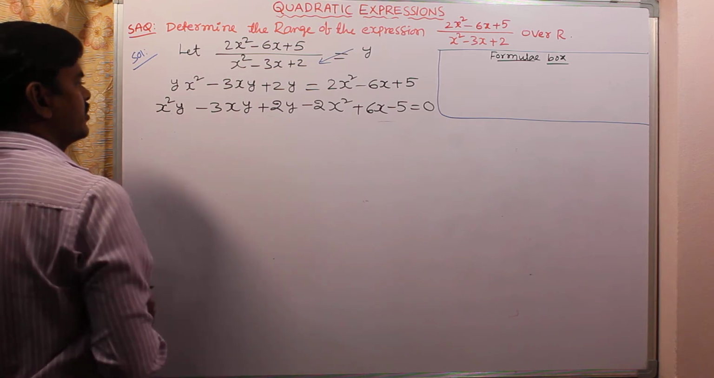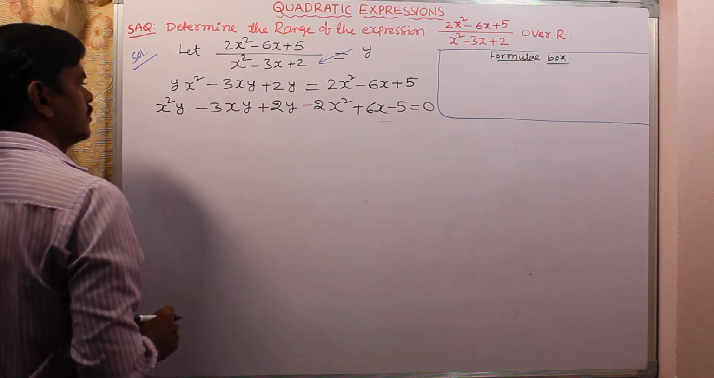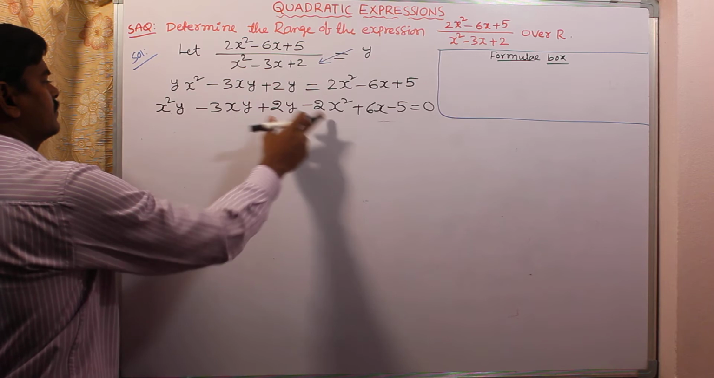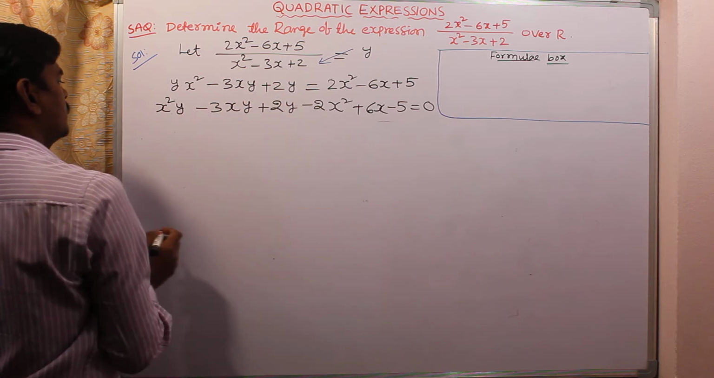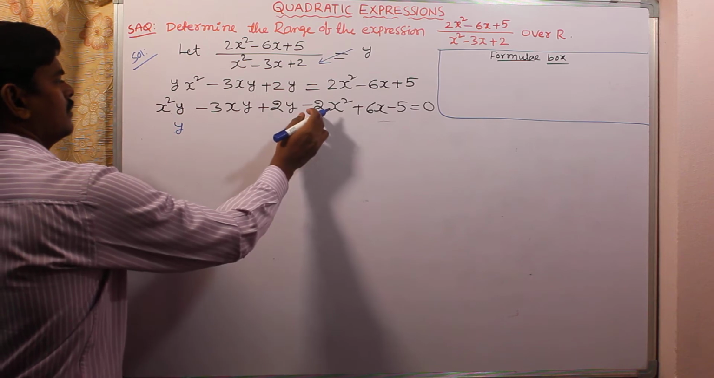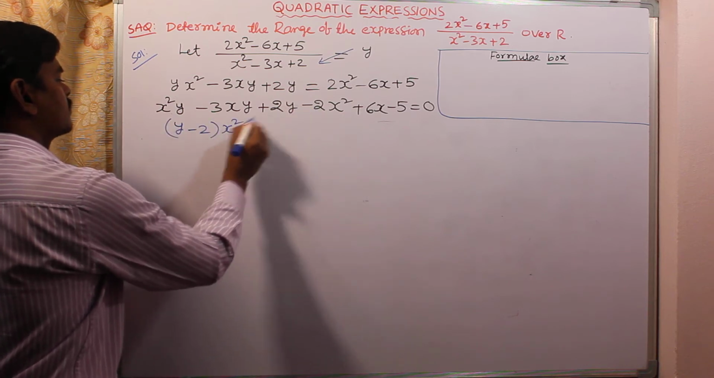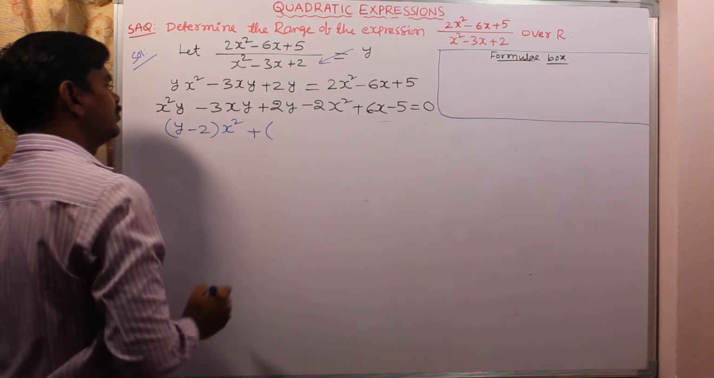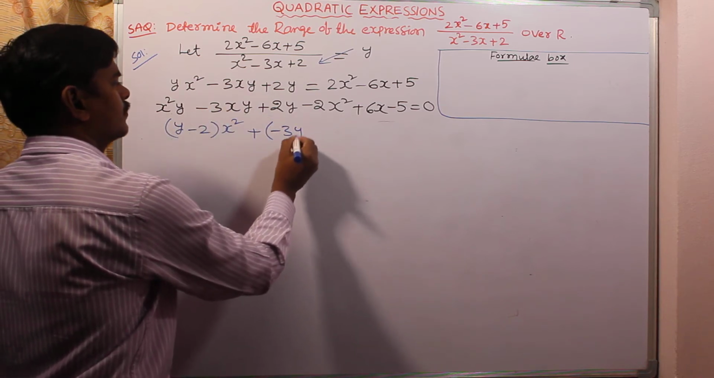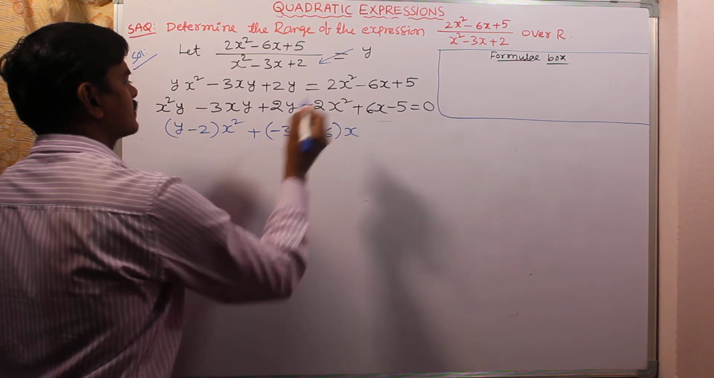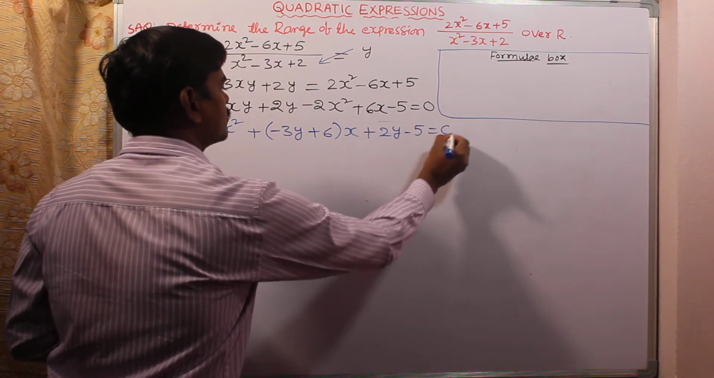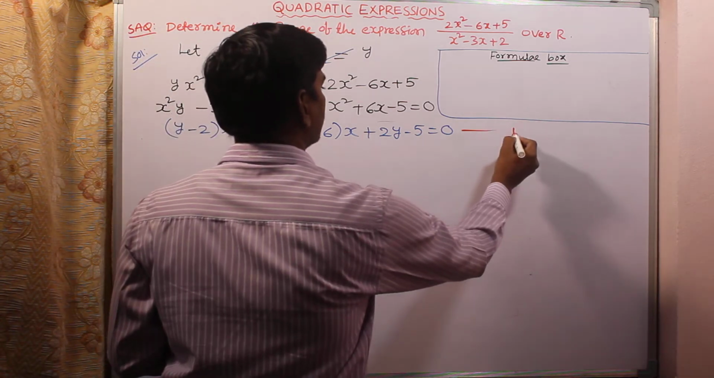Now convert this into the standard form of a quadratic equation. What is the standard form of a quadratic equation? ax² + bx + c = 0. So first the x² term, next the x term, next the constant. We have two x² terms, so take x² common. On taking x² common, we are left with y − 2. So (y − 2)x². Next, take x common. On taking x common, we are left with −3y + 6, into x. Next the constant, plus 2y − 5 equals 0. Let it be equation number 1.